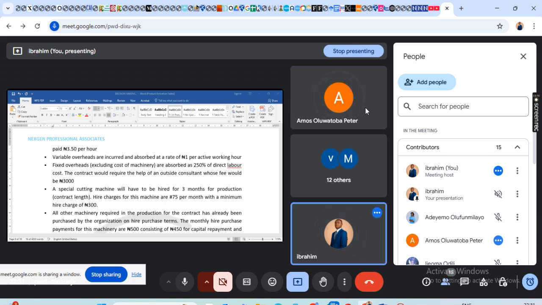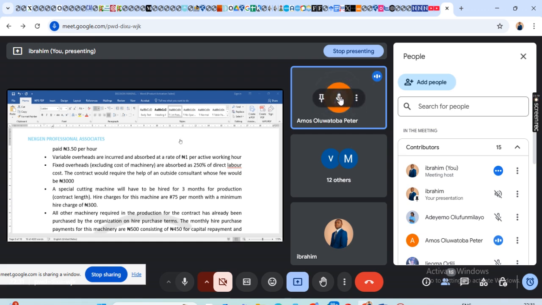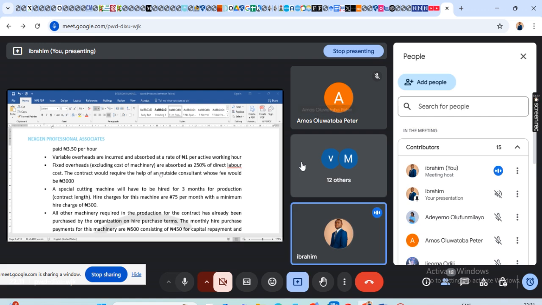What of the person that says no? If you say no, definitely you have your own reason. Say it, and we'll look at it together. Nobody is perfect. Now, variable overhead is a relevant cost. The absorbed rate they are telling you is the rate per active working hour. If you are working, your variable overhead rate is per hour.